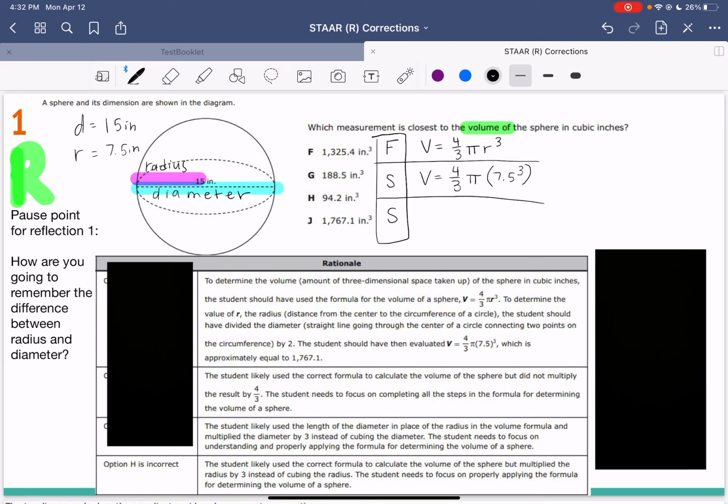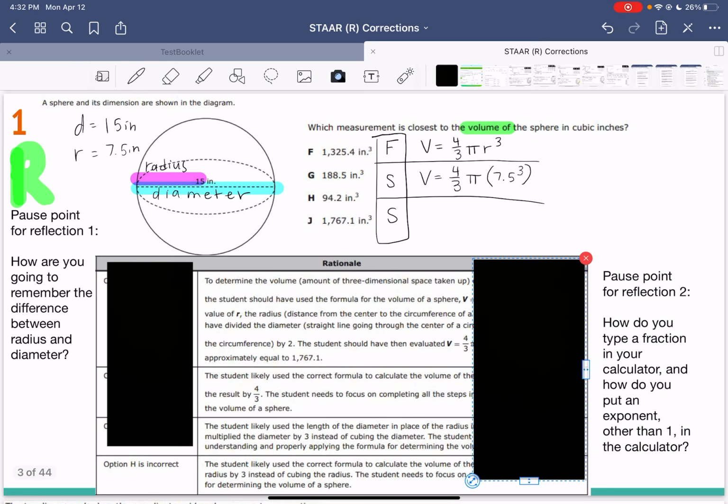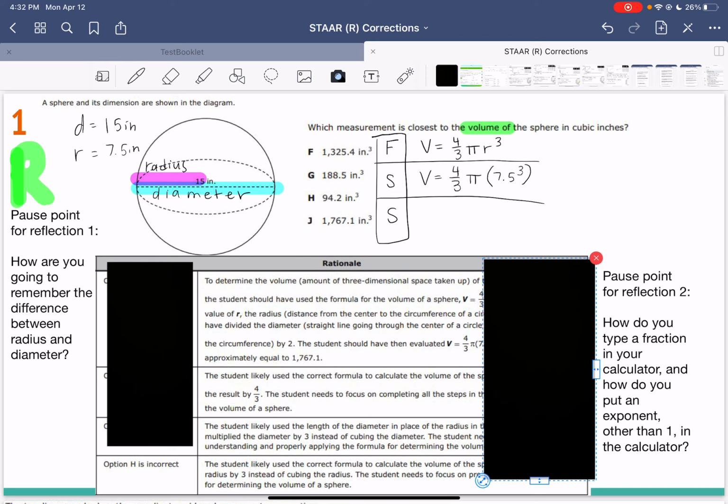From here you should be able to go to your calculator and solve this, but before that we're going to go to pause point for reflection number 2. It says, how do you type a fraction in your calculator, and how do you put an exponent other than 1 in the calculator? So pause. And now you should be pushing play again, and I'm going to go ahead and work through this here.